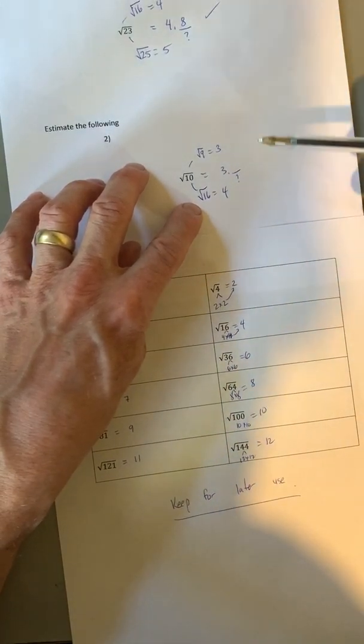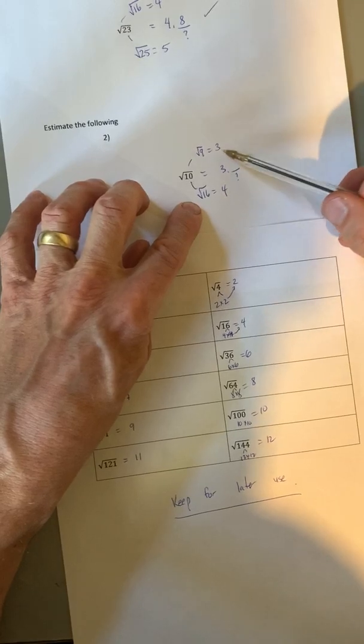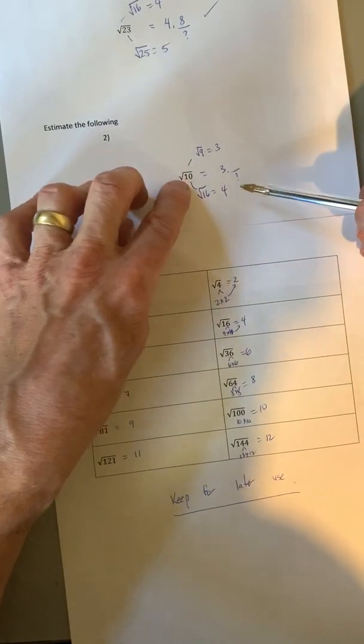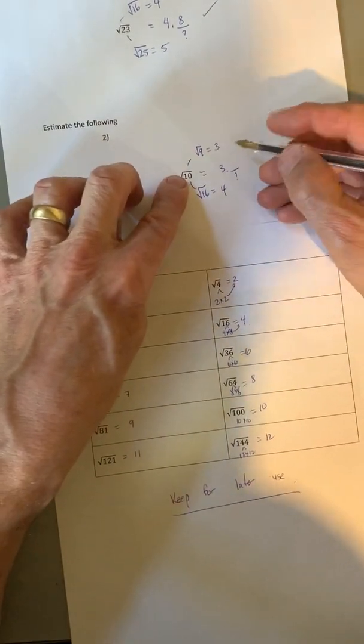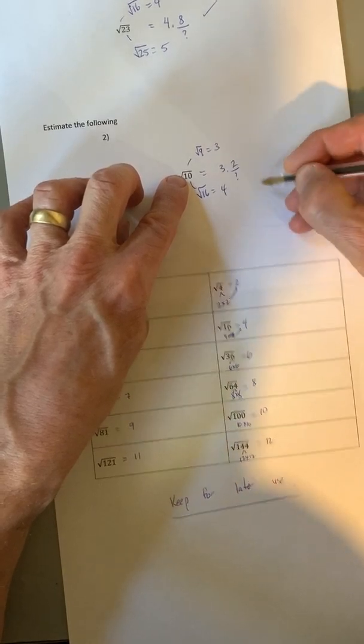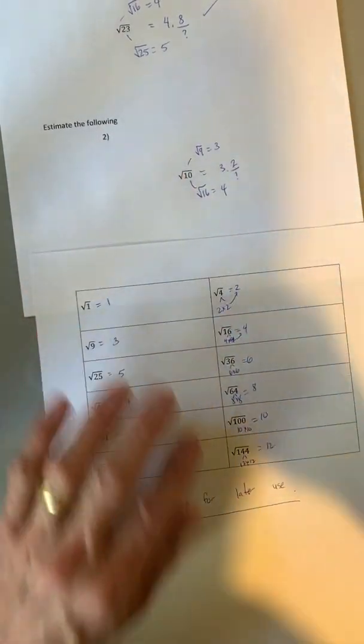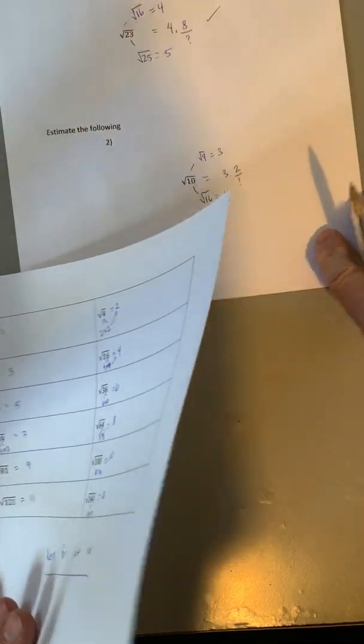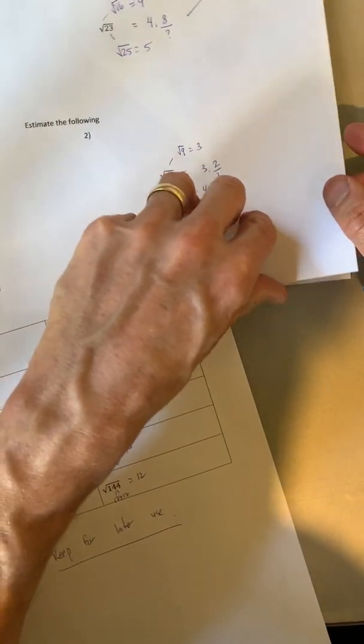So now we do the last step. Who is it closer to? Is it closer to 3 or is it closer to 4? Well, I think 10 is close to 9. So I'm going to go 3.2. That's what we're going to do. Let's get some more practice. Let's flip the page.